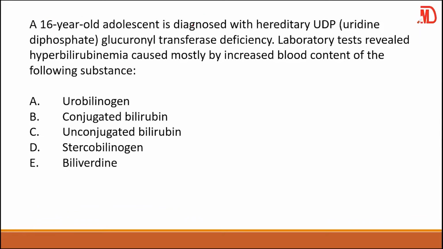A 16-year-old adolescent is diagnosed with hereditary UDP, that's uridine diphosphate, glucuronidase transferase deficiency. Guys, all of you know about this whole thing. Lab test revealed hyperbilirubinemia. What does it mean? It means too much bilirubin is observed, and under what condition?